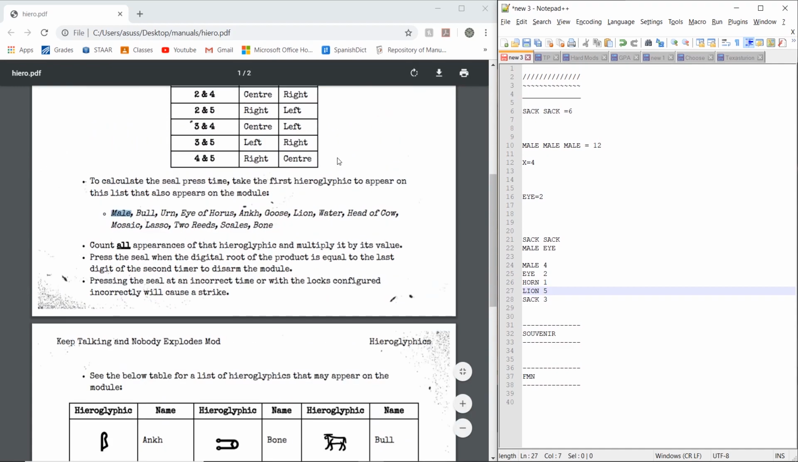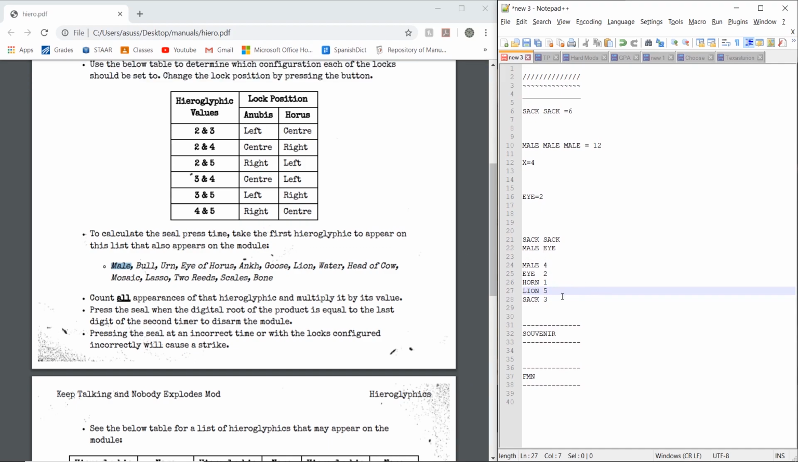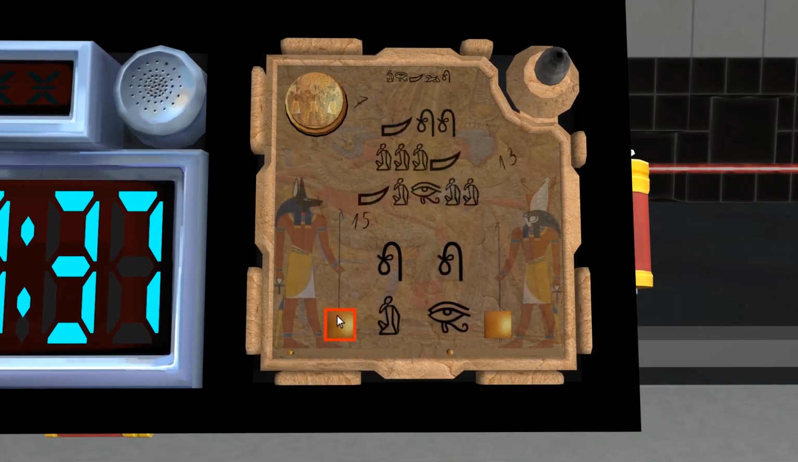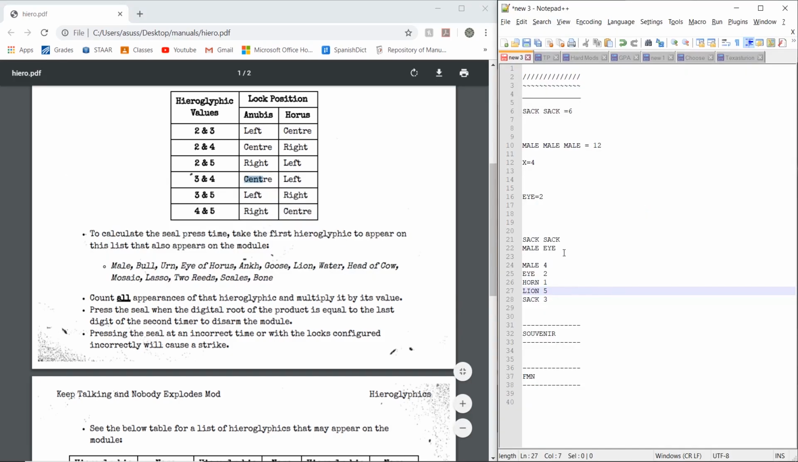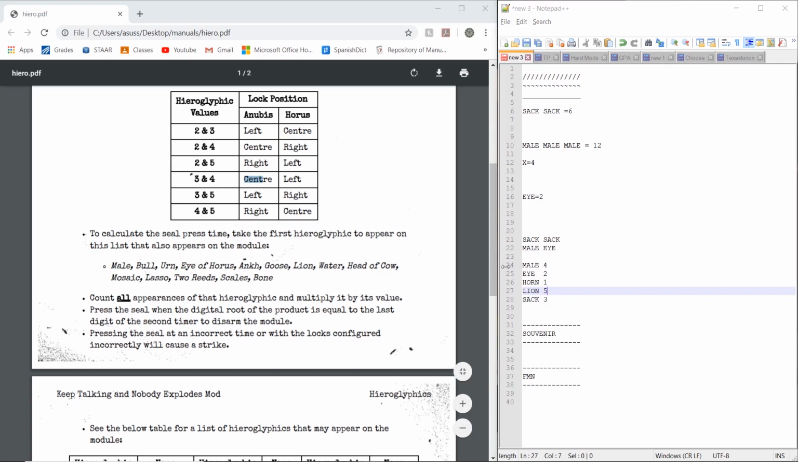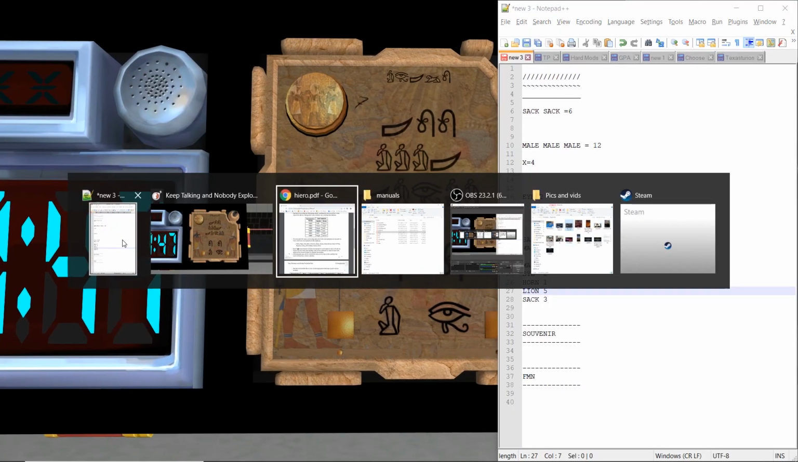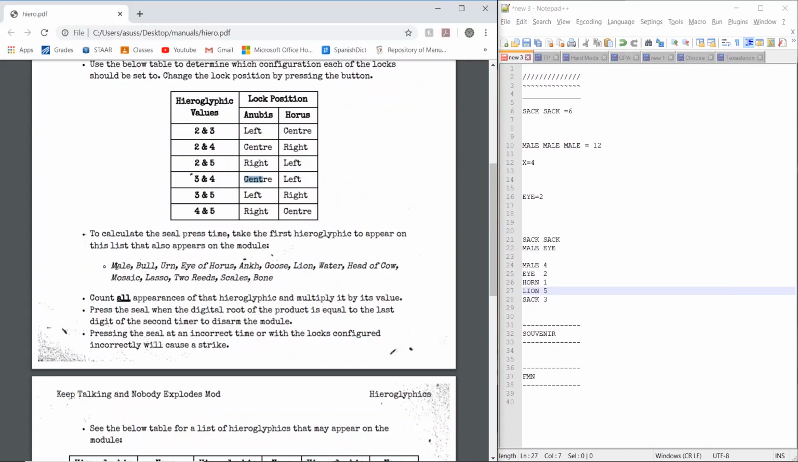Now then, let's see. Sack and male, that is going to be 3 and 4. 3 and 4 for Anubis is going to be center. And sack and I. So that's going to be 2 and 3, which is also center. Now then, we go down the list and find the first one that's here, which is male, and male is present here.